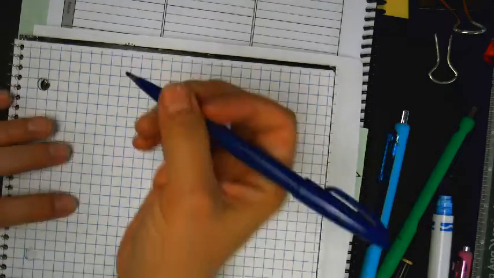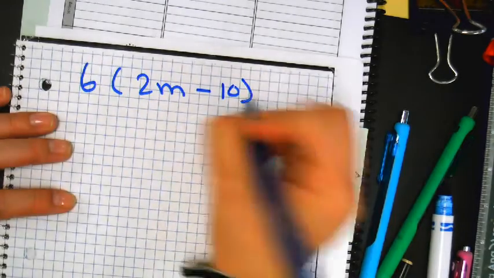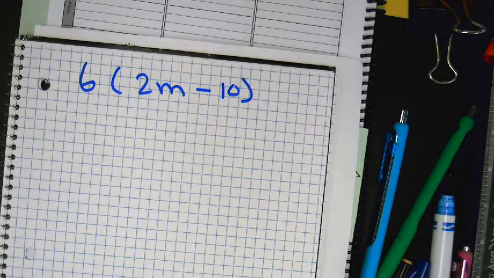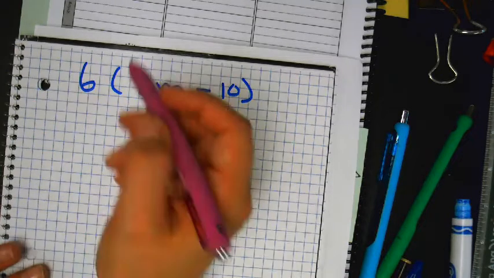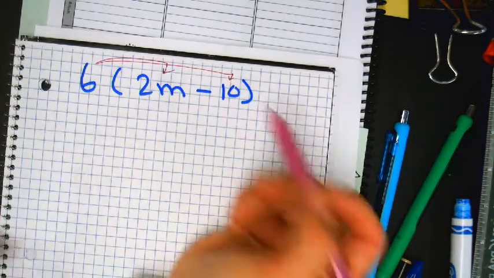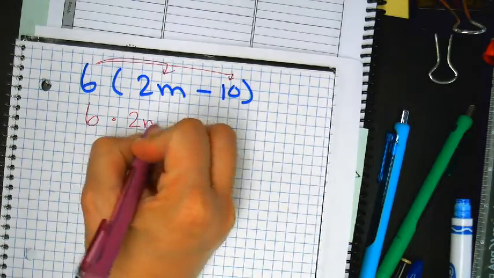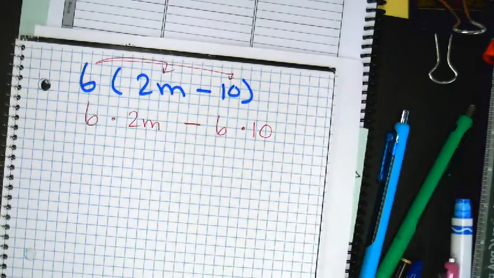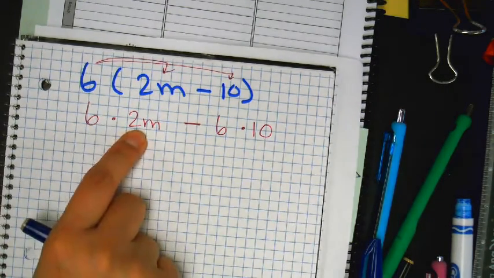All right. 6 parentheses 2m minus 10. What are we distributing? Candy. What number is our candy? 6. So we give the 6 to the 2m and the 6 to the 10. So 6 times 2m minus 6 times 10. So what is 6 times 2m? 12m.